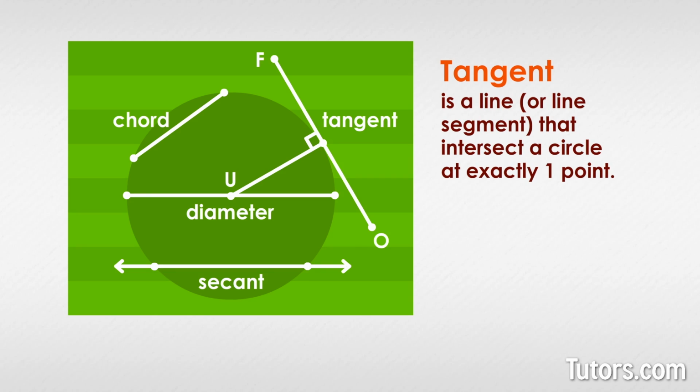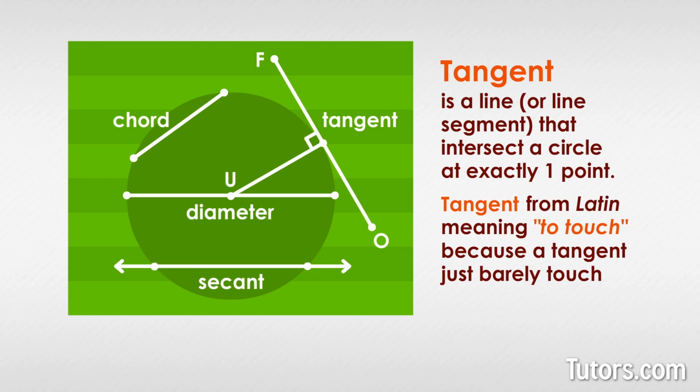Crop circles almost always appear very close to roads and show some signs of tangents, which is why most researchers say they are made by human pranksters. The word tangent comes from a Latin term meaning to touch, because a tangent just barely touches a circle.